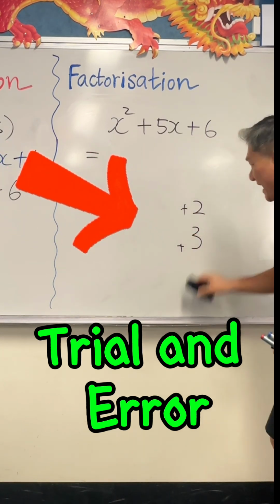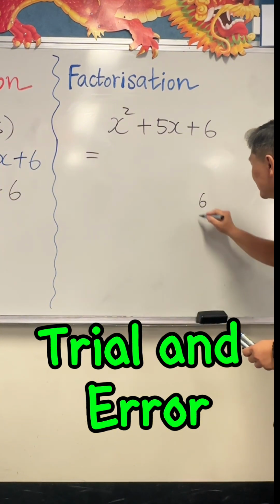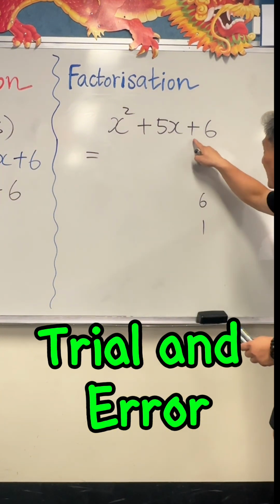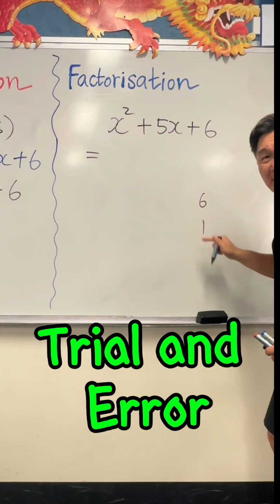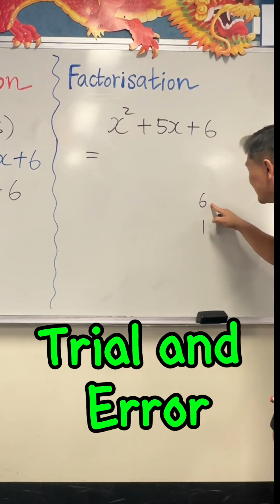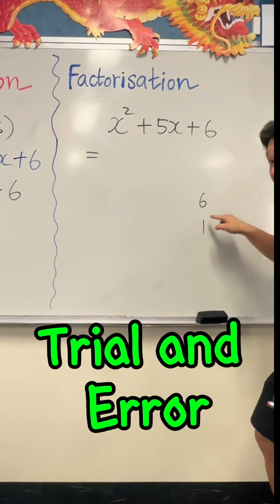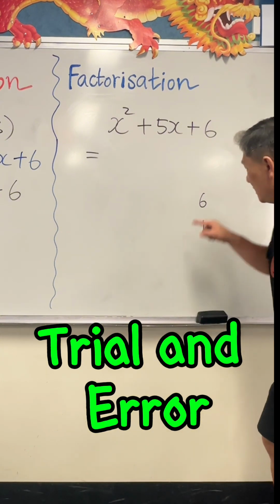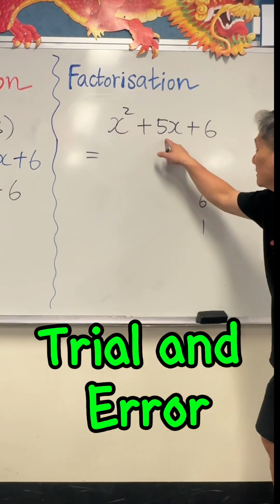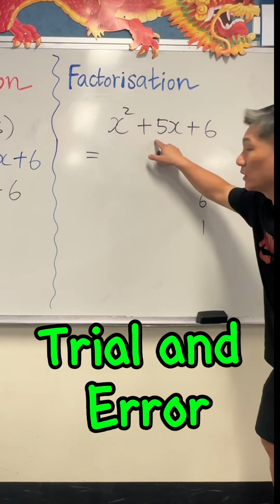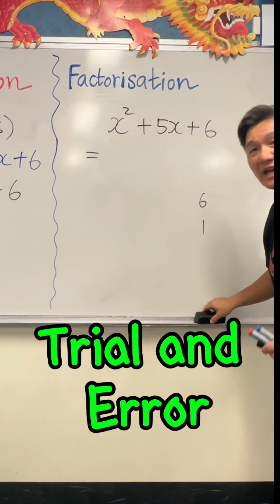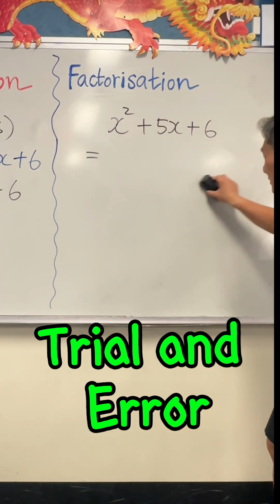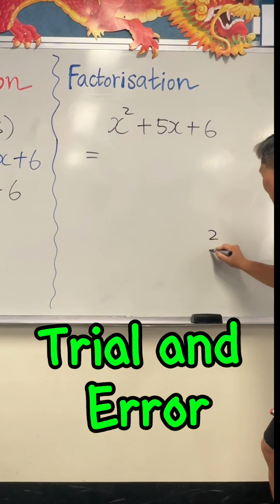Let's contrast that with 6 and 1. To get positive 6, both of them need to be positive. So 6 times 1, yes, that will give me 6. But if I add them together, 6 plus 1 will be 7. It's not the one we want. That's why we cannot use 6 and 1. We have to use 2 and 3.